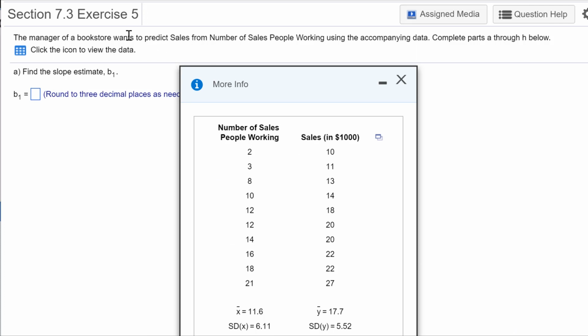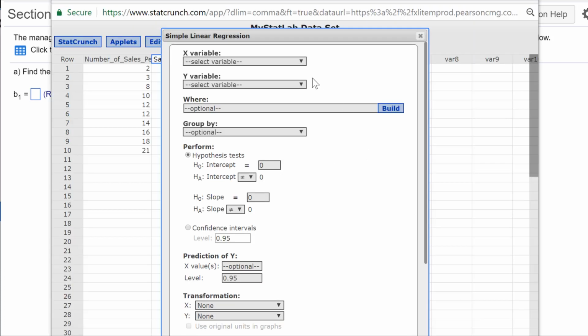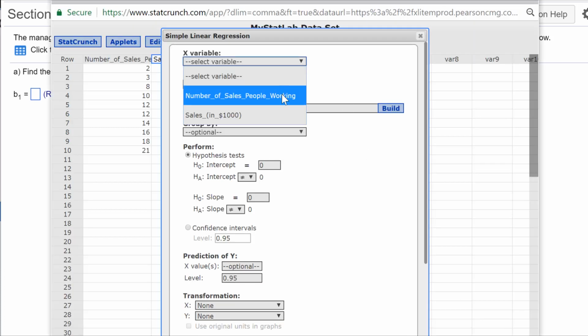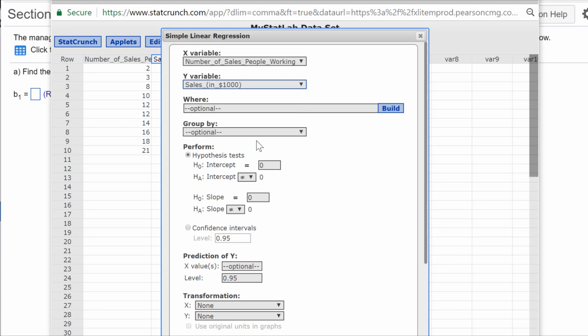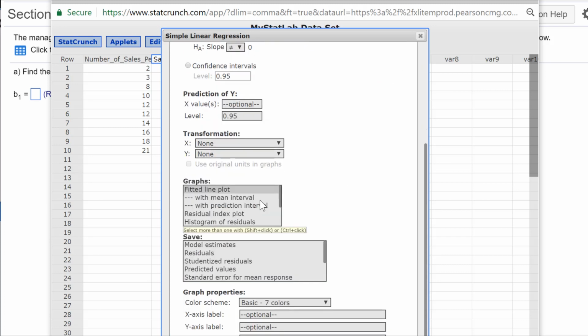And if you'll notice, I closed this down. The manager wants to predict sales from the number of salespeople. So the number of salespeople is the explanatory variable, so that's my X. And the sales is the response variable, the Y. Okay, so let's pull this back up. Okay, number of salespeople, sales in thousands. Okay, and we'll just make sure it does graph the line.